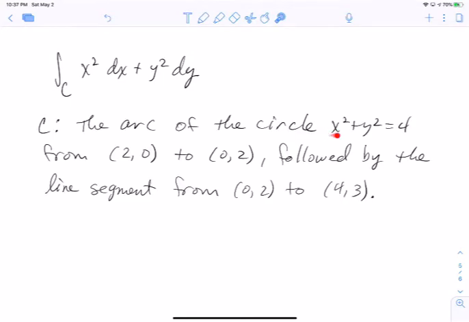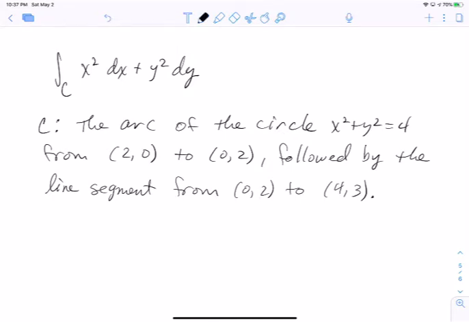Next, we look at the line integral over C of x squared dx plus y squared dy, where C is the arc of the circle x squared plus y squared equals 4, so radius 2 centered at the origin, from (2, 0), the positive x-axis, to (0, 2) on the positive y-axis, followed by the line segment. So we're going to have C be in two portions here.